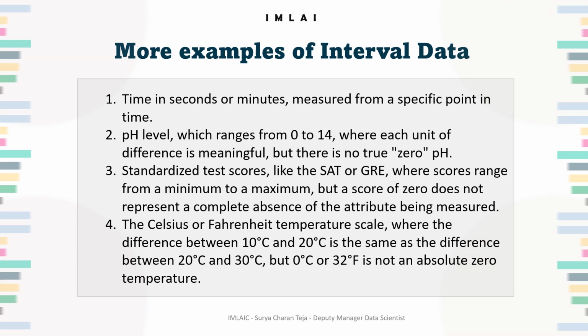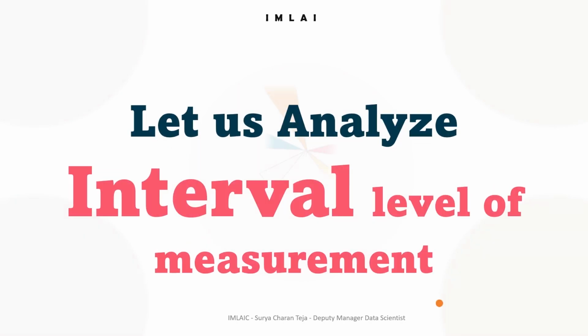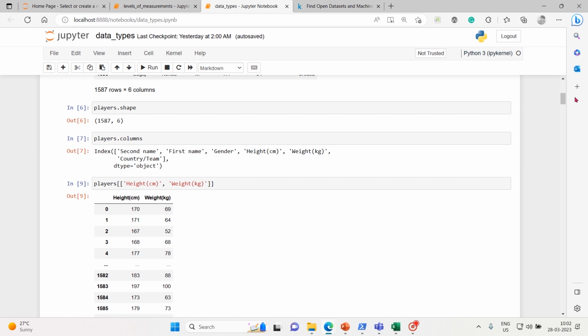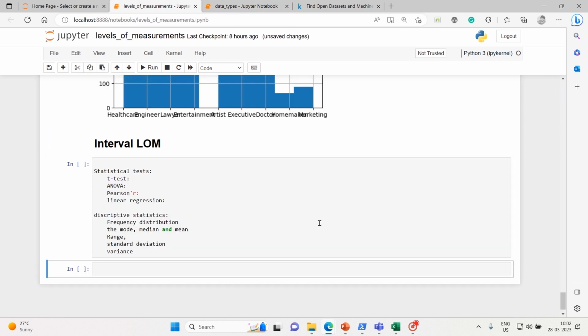Okay, so now let's explore the interval level data. Now let's analyze the interval level of measurement using the statistical measures that are available for it. For the interval level of measurement, you have the following statistical tests: t-test, ANOVA, Pearson correlation, or linear regression.